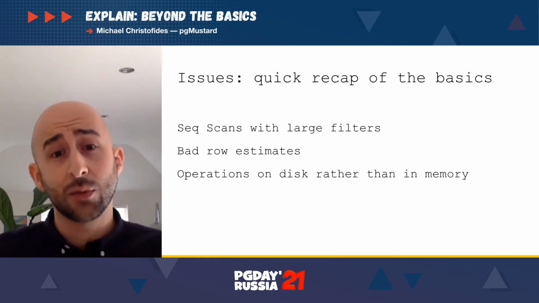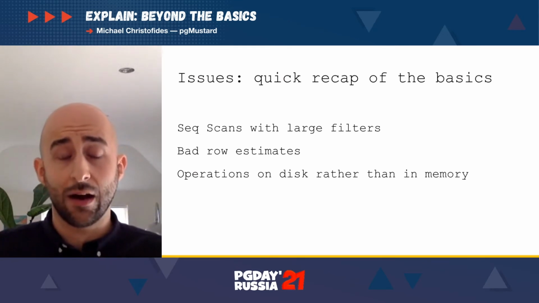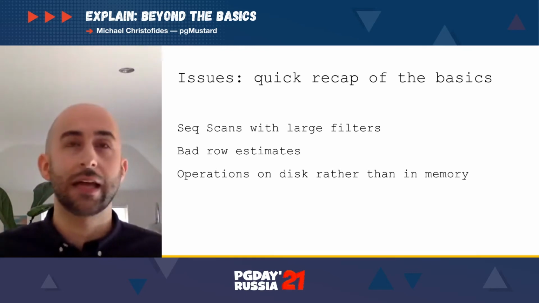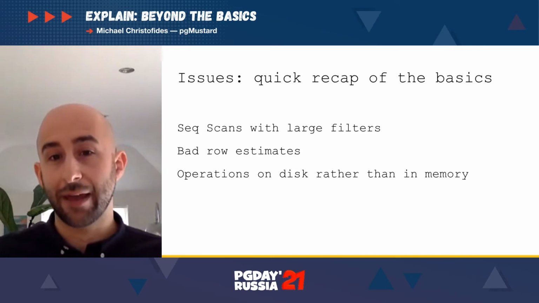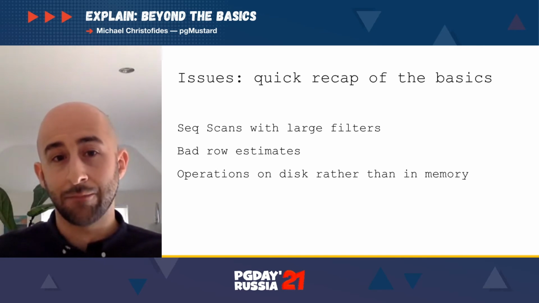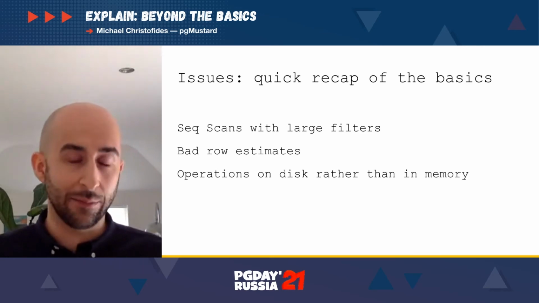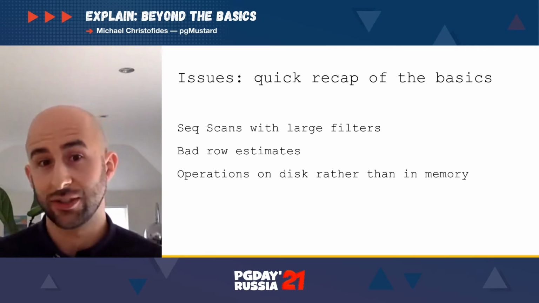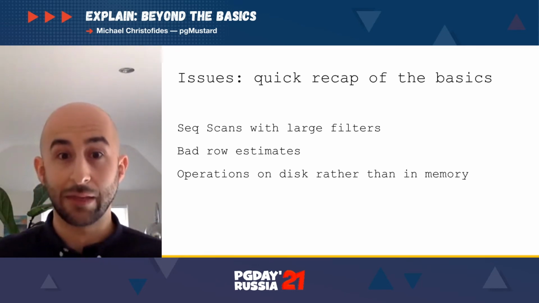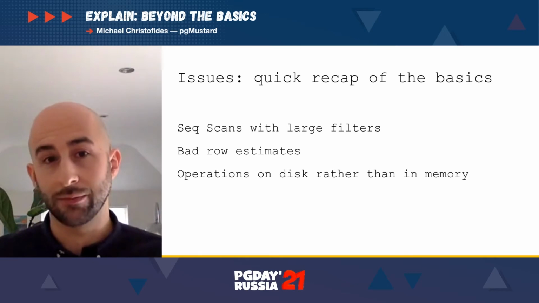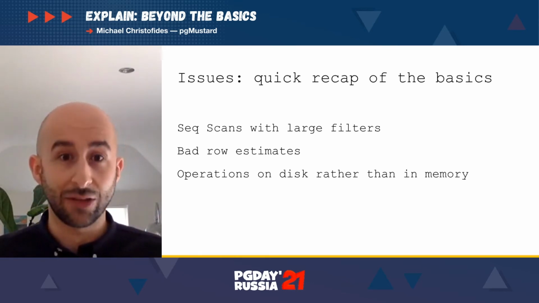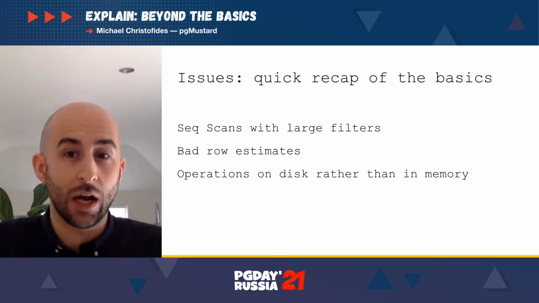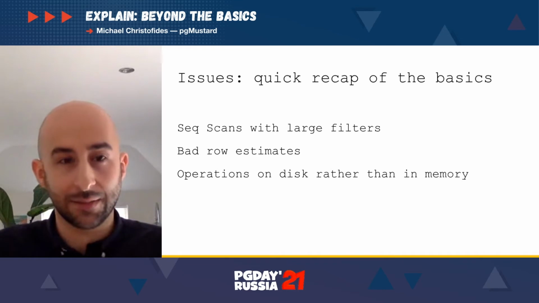And then the third one that's fairly well covered elsewhere is, for example, sorts and hashes that spill to disk, or happen on disk rather than in memory. Perhaps the solution there is reducing the memory requirements, so maybe doing it on fewer rows or fewer columns, filtering down sooner, that kind of thing. But the other thing that people often mention is increasing work_mem, especially if it's still set to the default of 4 megabytes.